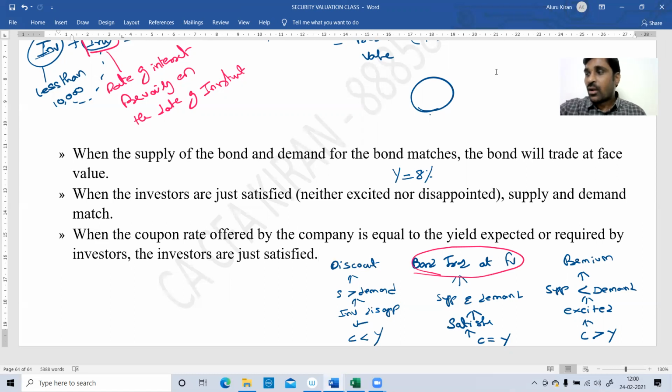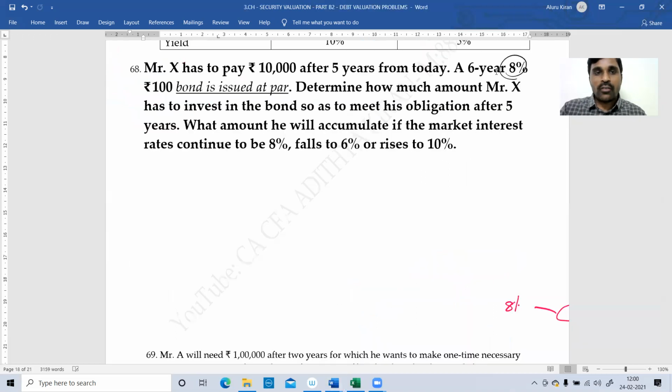Because only when the coupon is equal to yield will the bond trade at face value. So they have given that the bond is issued at face value, which tells us the yield expected by the investors. So this is the hint: bond is issued at par indicates that the yield is exactly equal to the coupon.